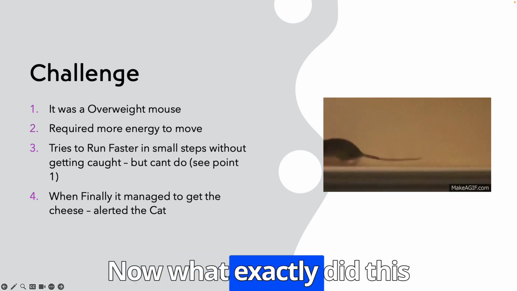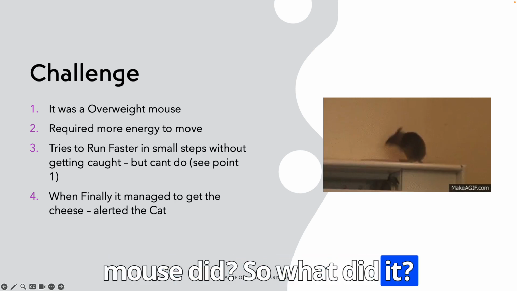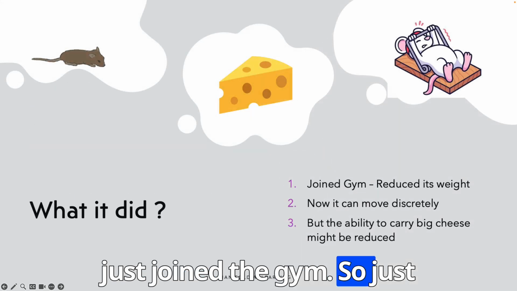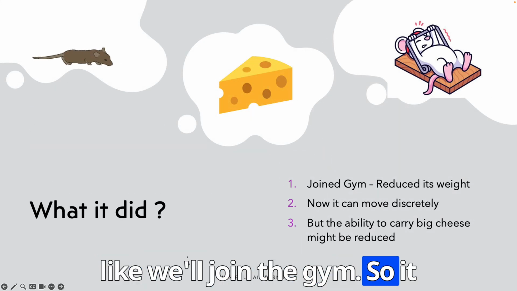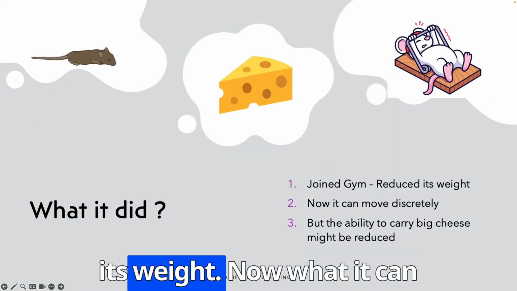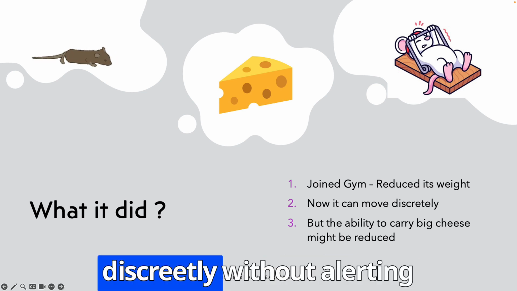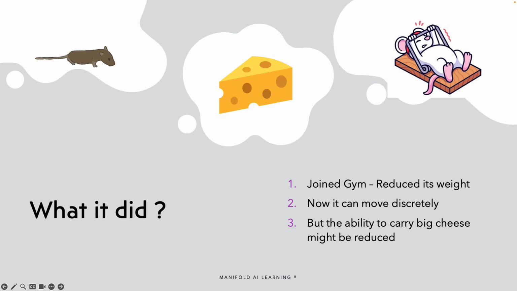Now, what exactly did this mouse do? It just went ahead and joined the gym, just like we would join a gym. It joined the gym and reduced its weight. Now it can move discreetly without alerting the cat.